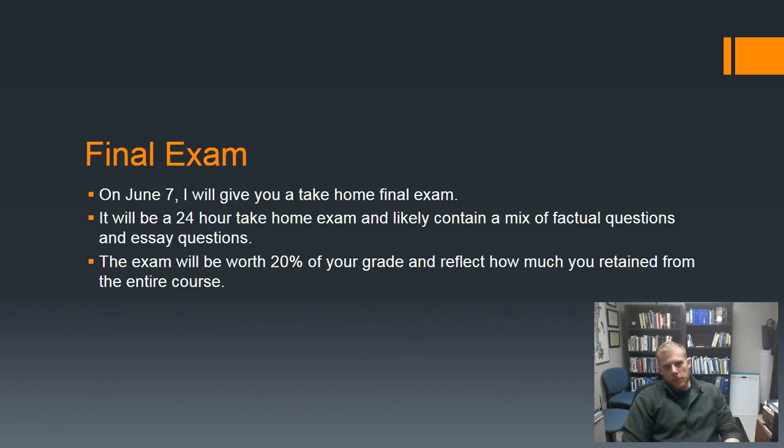And then there's a final exam. Yes, unfortunately, Austin Peay classes that are under the 2000 level are required typically to have a final exam. Sometimes people fudge it and make it a final paper, but I have to give you some sort of final examination. And so that examination will take place on June 7th. It's going to be a 24-hour take-home.